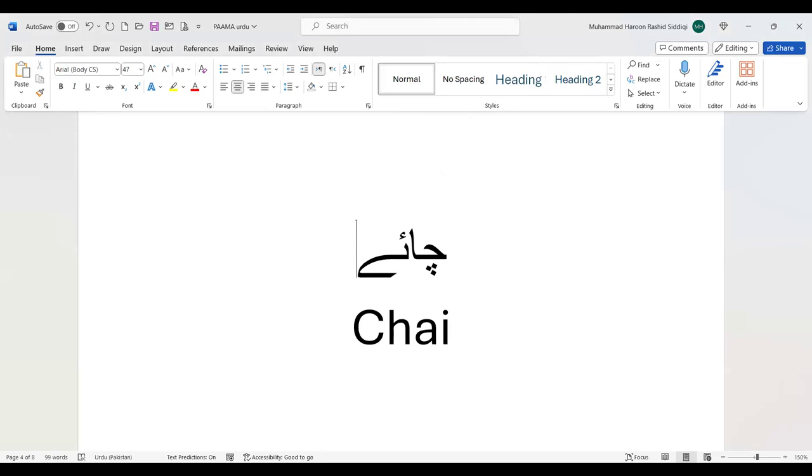Chai. I'm sure whoever has been to Jalsa Salana has seen this written somewhere, chai, because you have chai stalls. That's how we write chai, and this letter starts with the alphabet J. So that's the base of it. Chai. Che. So we say che like that.